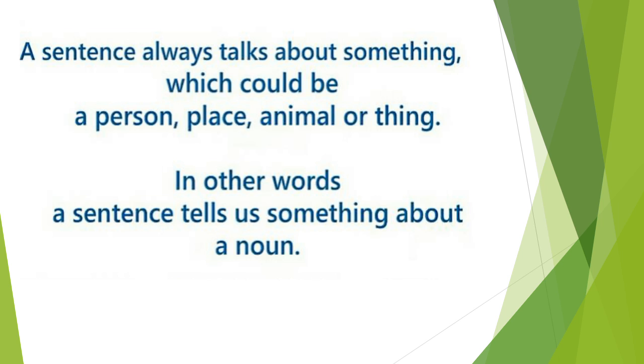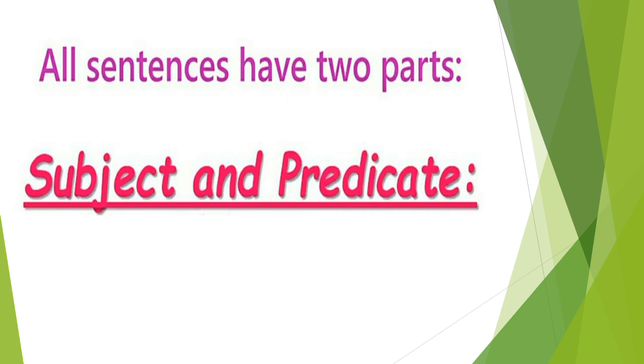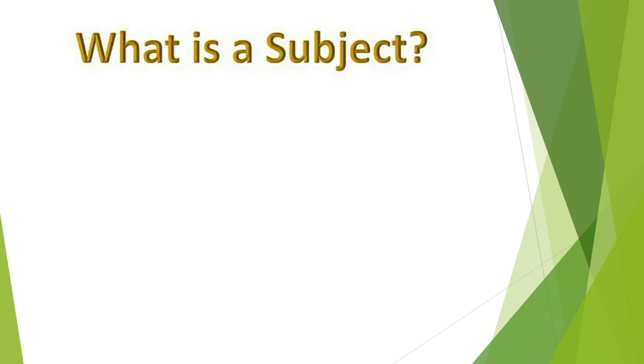So now let's come to the topic that is subject and predicate. Let's learn about the parts of a sentence. All sentences have two parts that are subject and predicate. Very good. Now we are going to discuss subject and predicate. What is a subject? Subject क्या है?